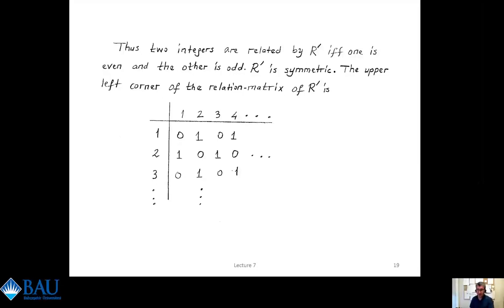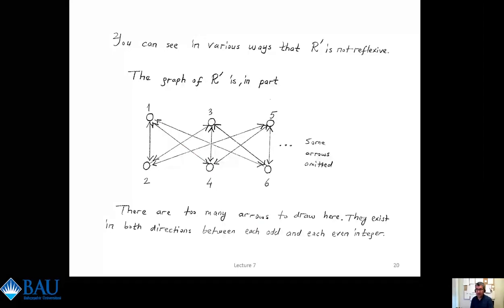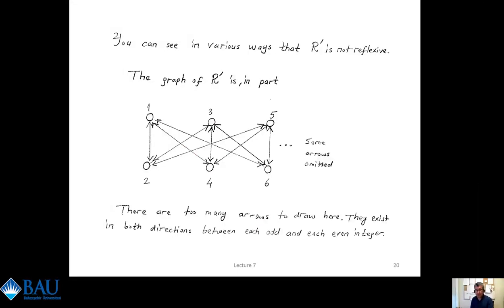Look at the matrix. We have a 1, 2, we have a 1, 4, we have a 2, 1, we have a 2, 3, and so on. Look at this matrix. A symmetric matrix. And look at the graph. Do we have it in just one direction arrow? We do not have it. So this one is symmetric.